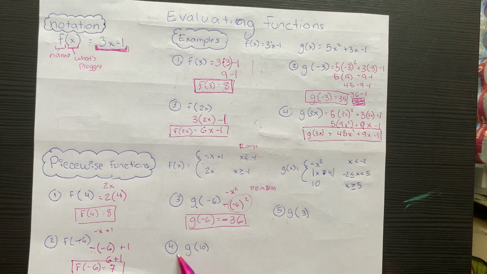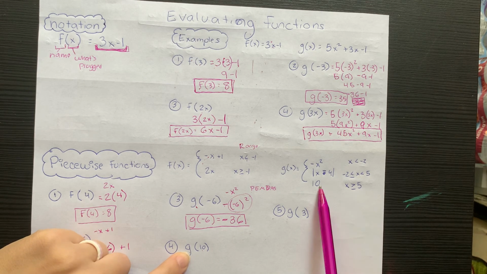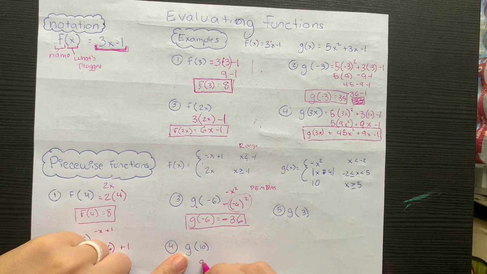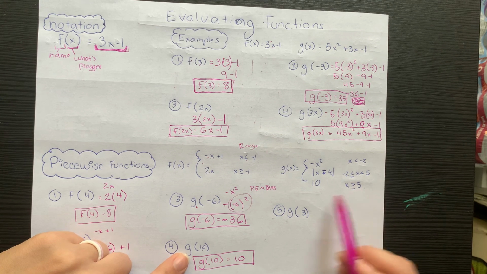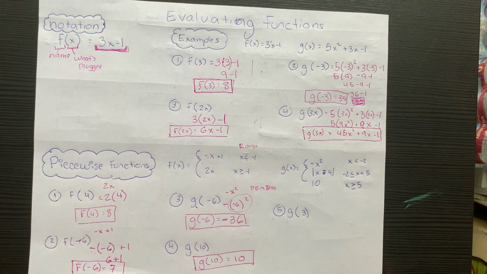Number 4, g of 10. 10 is bigger than 5. If you look here, it just says 10. There's no x, there's no letters at all, it's just a 10. That means it's giving you the answer. G of 10 is 10. If I did g of 20, anything bigger than 5, the answer is 10. You don't have to solve anything, it just gives you the answer. So that's a nice easy one.